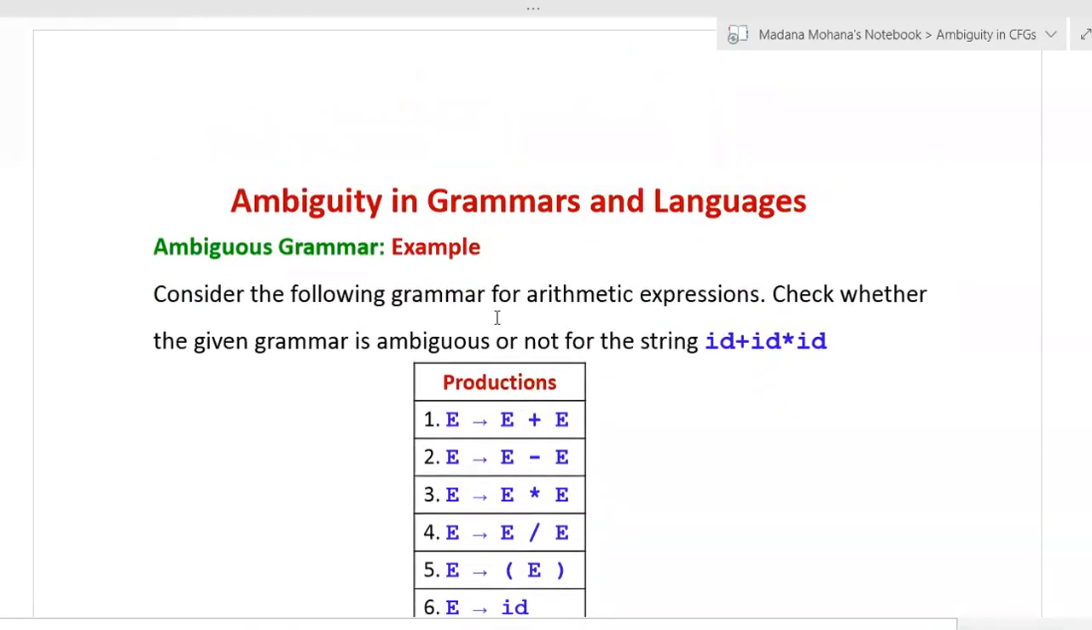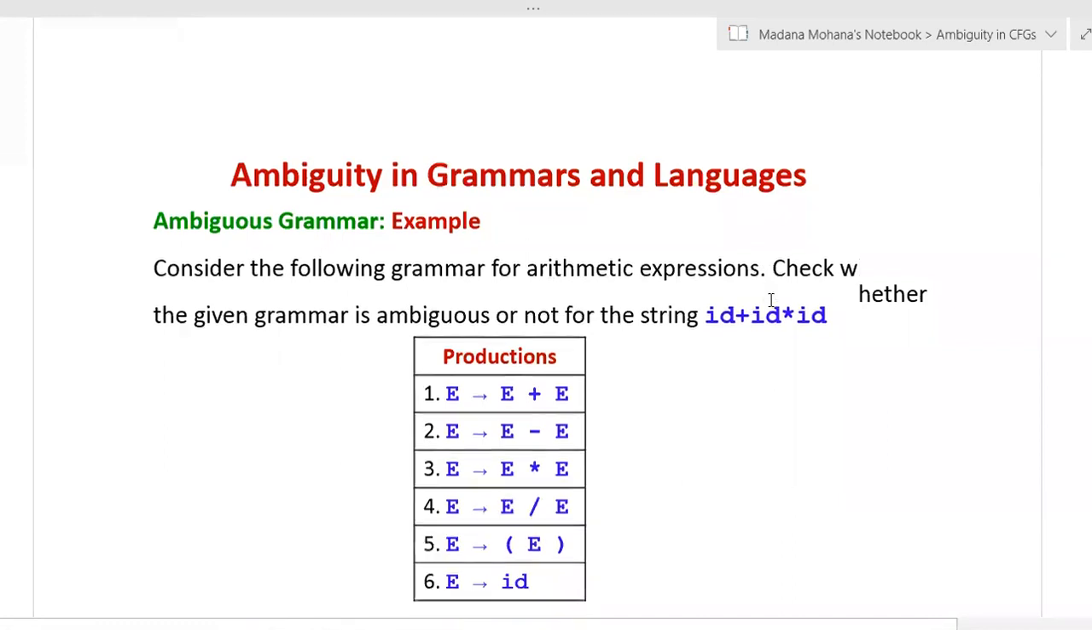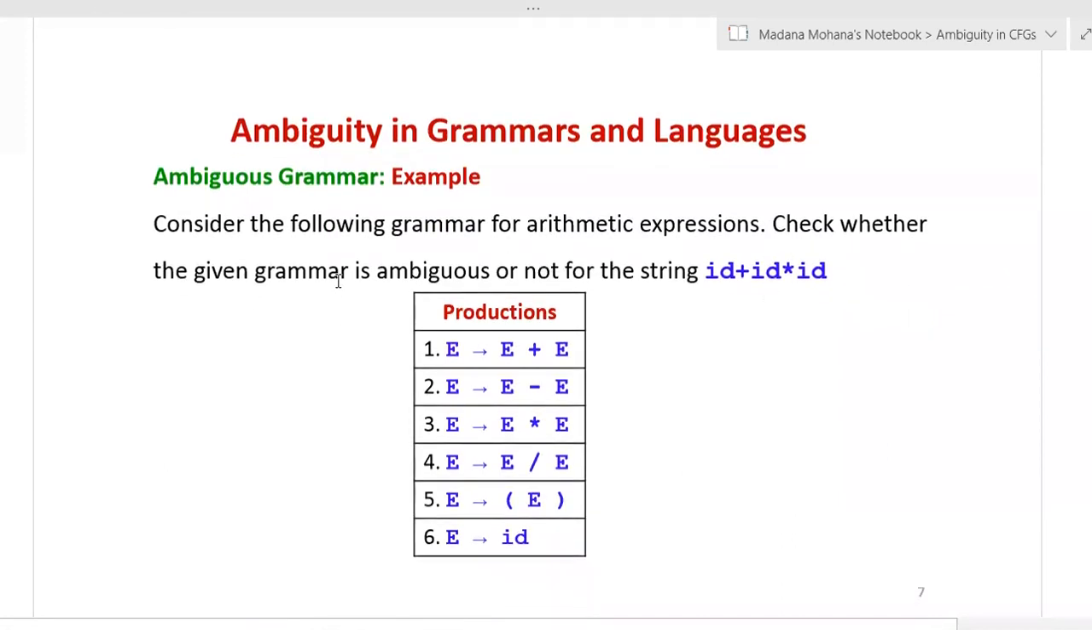Here you will get questions like this. Consider the following grammar for arithmetic expressions. Check whether the given grammar is ambiguous or not for the string id plus id into id. For any given problem, how do we test whether the given grammar is ambiguous for the string? What are the steps we have to follow?